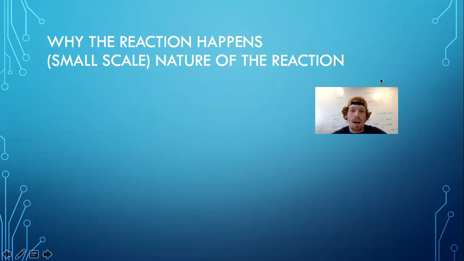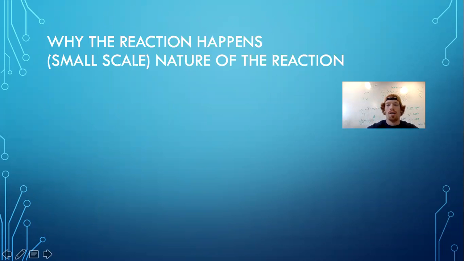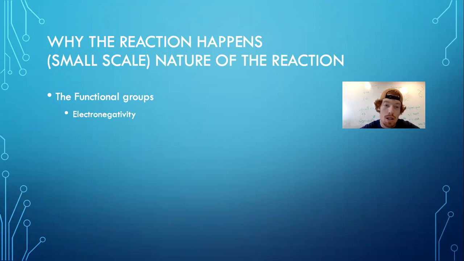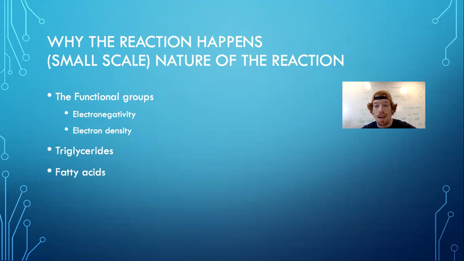So let's talk about why the reaction happens on a small scale. So we call this the nature of the reaction. And this is due to the functional groups that I talked about, and most especially the electronegativity, as well as the electron density that we see mostly in that carboxyl group at the end. The triglycerides and the fatty acids have those hydrocarbon chains, but it's mostly the things at the end of the hydrocarbon chains that make the reaction go forwards because of the electron density.